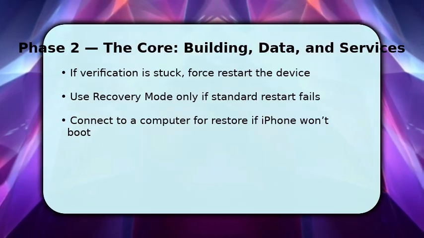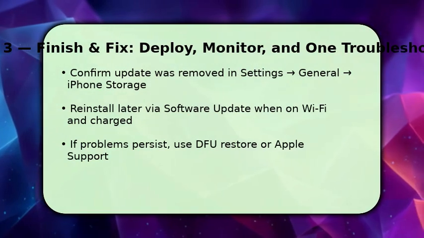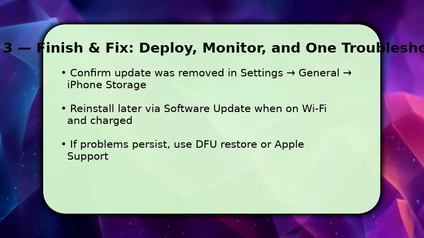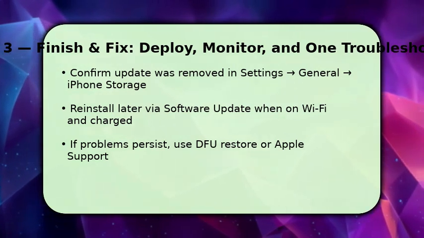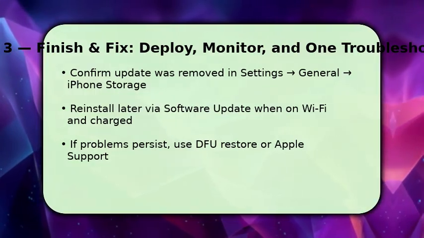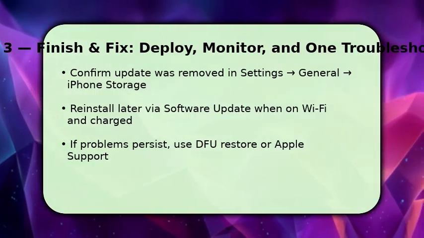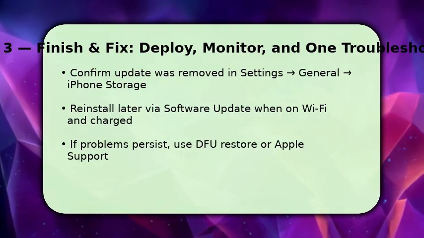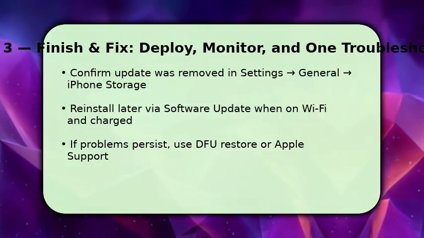You finish by verifying the update is gone. Reopen Settings, go to General and iPhone Storage to confirm no iOS installer remains. If you want the update later, make sure your iPhone is on Wi-Fi and over 50% battery or plugged in before reinstalling via software update.